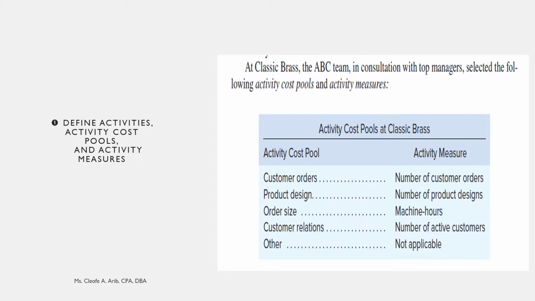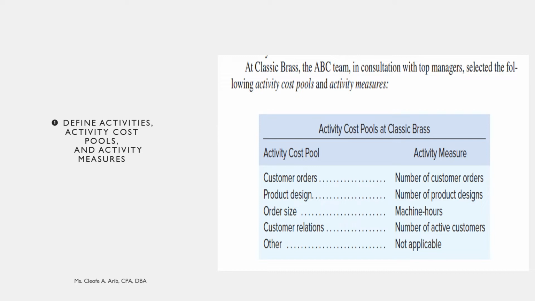So we have here yung continuation ng story ng Classic Brass. So the ABC team, in consultation with their top managers, selected the following activity cost pools and activity measures. So for activity cost pool, you have customer orders, tapos yung corresponding activity measure niya or activity driver is the number of customer orders. For product design, the measure is number of product designs. For order size naman, the activity measure is the machine hours. Now, for customer relations, your measure is number of active customers.